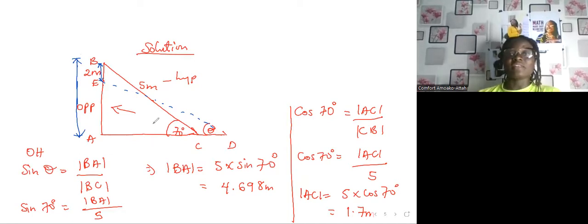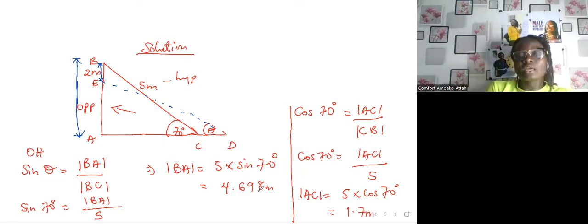An angle has been given as 70 degrees. Then you just do a simple substitution. So sine 70 equals, BA wasn't given, so line BA over 5, this side, okay. So you just have to cross multiply, and you get line BA as 5 times sine 70 degrees. And simplifying this, you are going to get 4.698 meters. Don't forget to add the units to it.